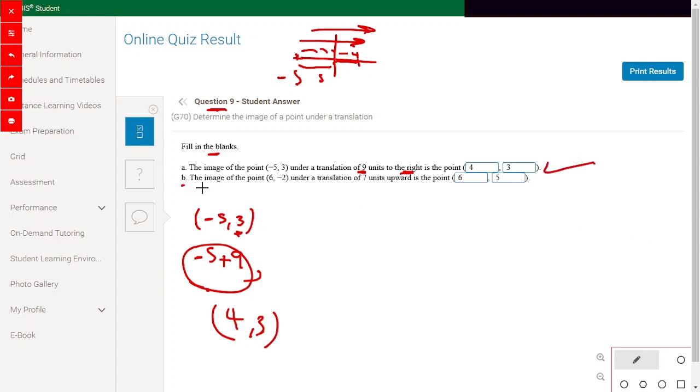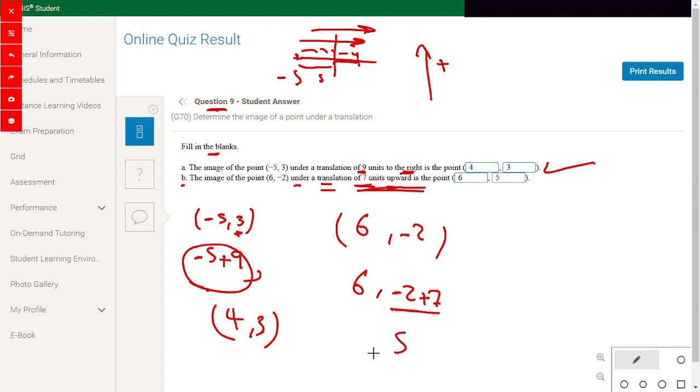Now here, number B, the image of the point 6 and minus 2 under a translation of 7 units upwards. 7 units upwards means going up, so it will be positive. And on the y-axis, it will be minus 2 plus 7. Anything about the x-axis, horizontal, right, left? No, so it will be the same. So minus 2 plus 7 is 5, and x is 6. So the new point is 6 and 5. Okay.